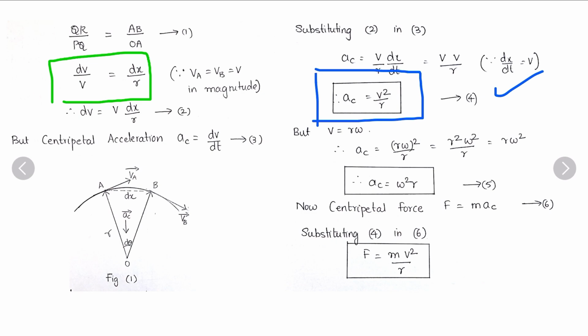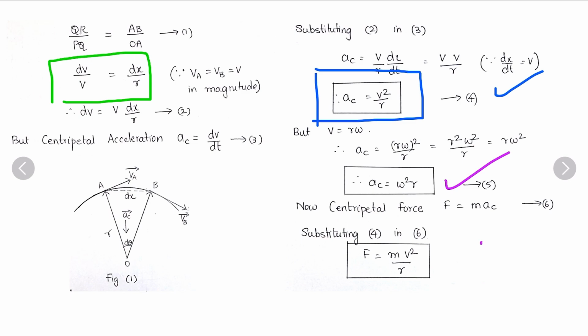You can see here, AC is equal to omega square R, and here AC is equal to V square by R. So AC is equal to omega square R, and also AC is equal to V square by R. And then this is another important formula.